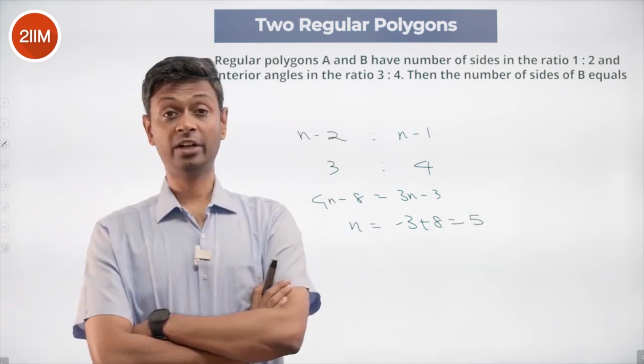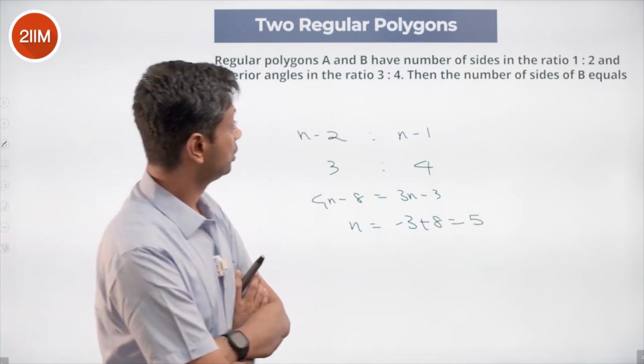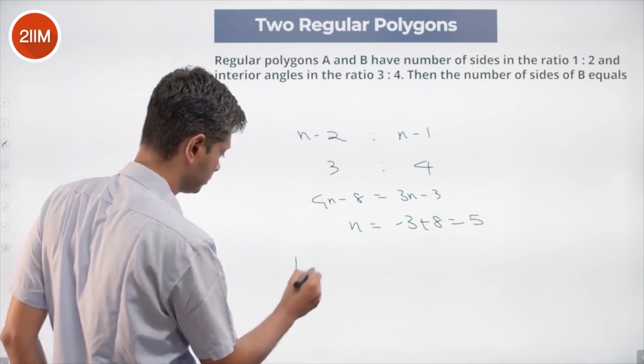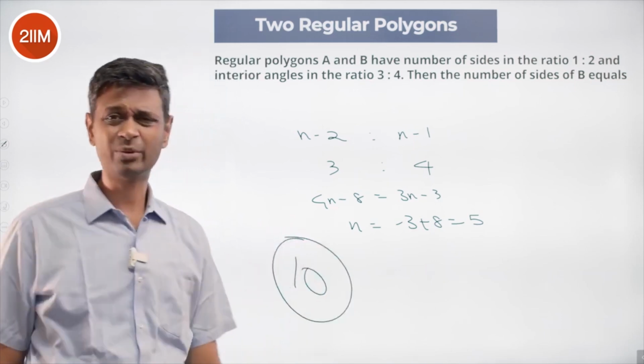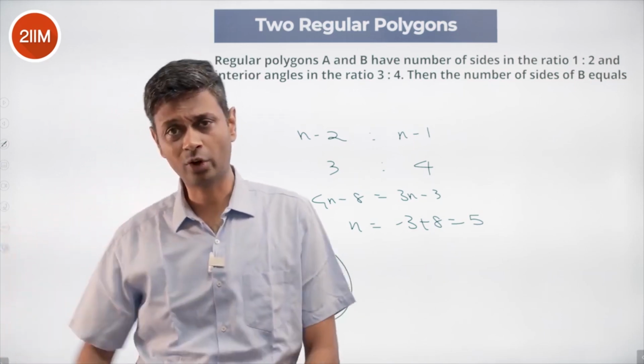Polygon B is a 10-sided polygon, which is a decagon. Then the number of sides of B equals 10. Very mechanical question, very simple question. You have to look at it and knock it off.